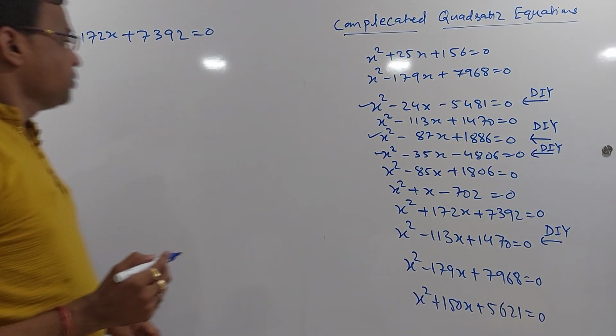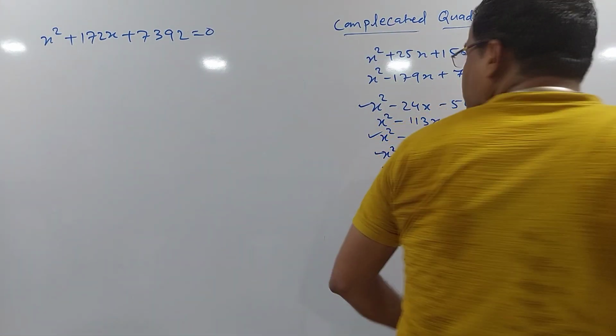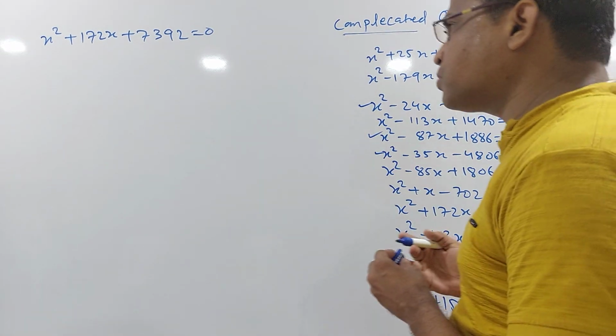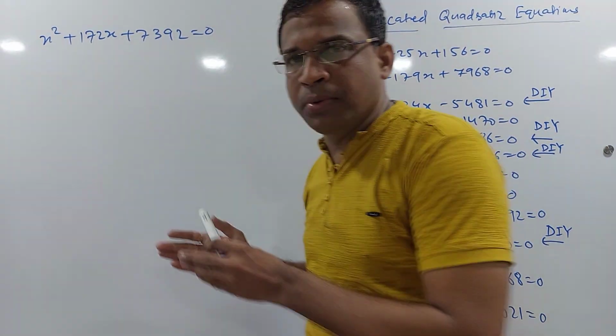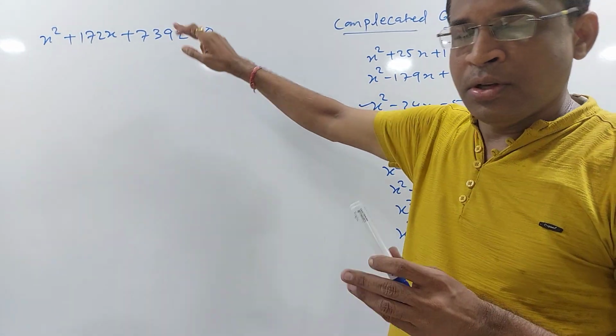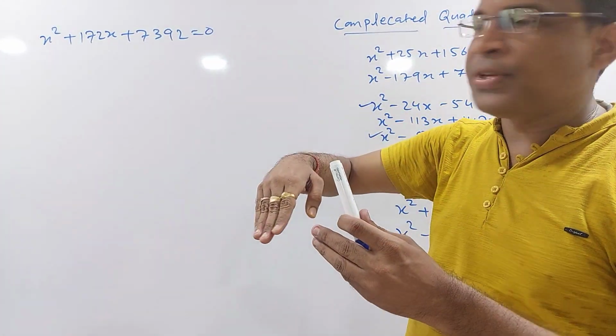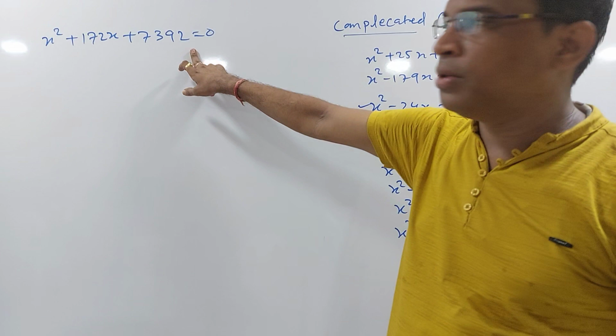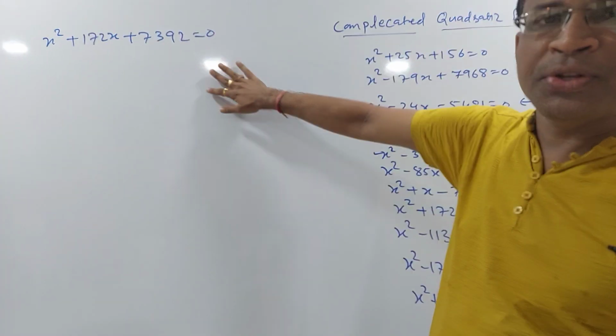Fine. So both are 2. So for sure it should be the sum of even, because the product of odd does not end in even. The sum of odd is even, but the product is not even. So that means both the numbers are even.